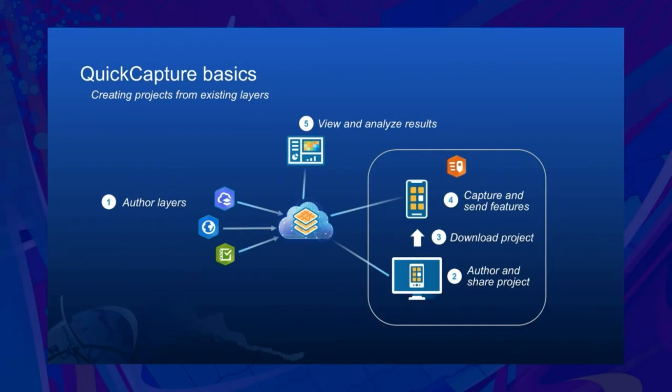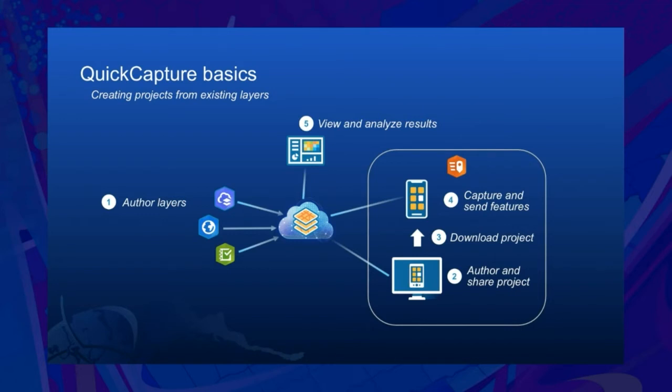So how do you create QuickCapture projects and configure buttons? As mentioned, layers define the geometry and attributes of your captured features. So the starting point of a QuickCapture project is actually a feature layer. The designer will then build the project around the layer or layers that you've selected. Feature layers can be created in ArcGIS Online, ArcGIS Pro, or even Survey123.